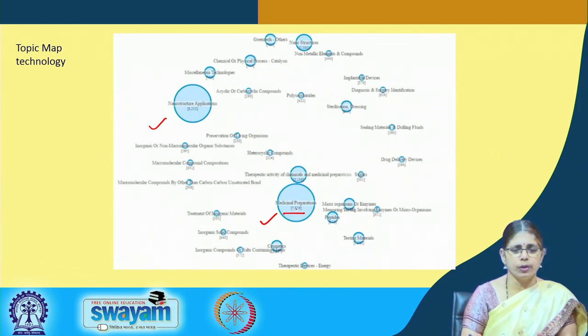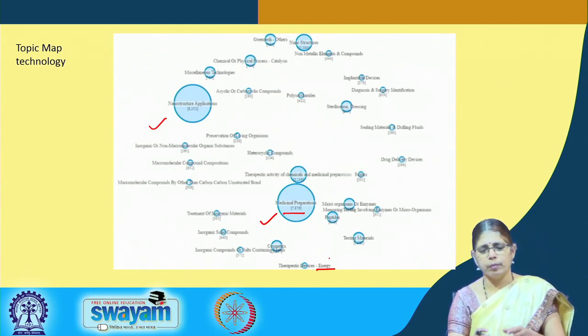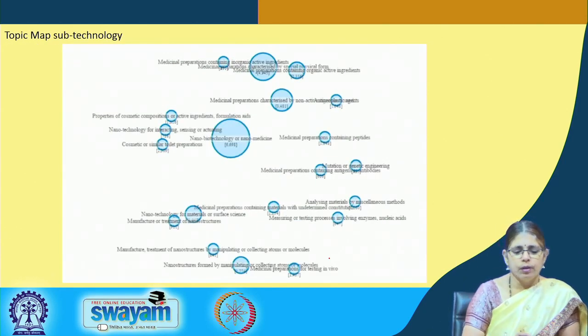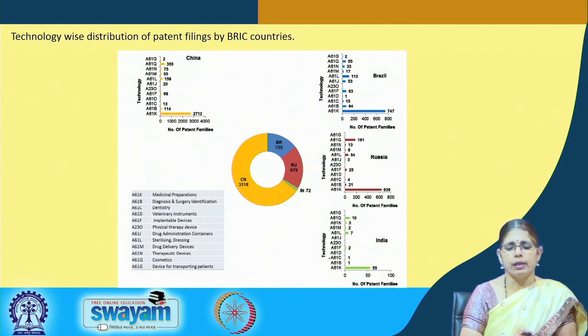For instance, therapeutic devices which are relevant to the energy area is one important thing, and then there is a smaller spread of patents in relation to that. So, from here one can either look at the major area or identify some of these sub areas to go in for an in-depth search. Another sub-technology map in relation to specific areas. So, this is how one can create several different subtopic maps and understand the data spread.